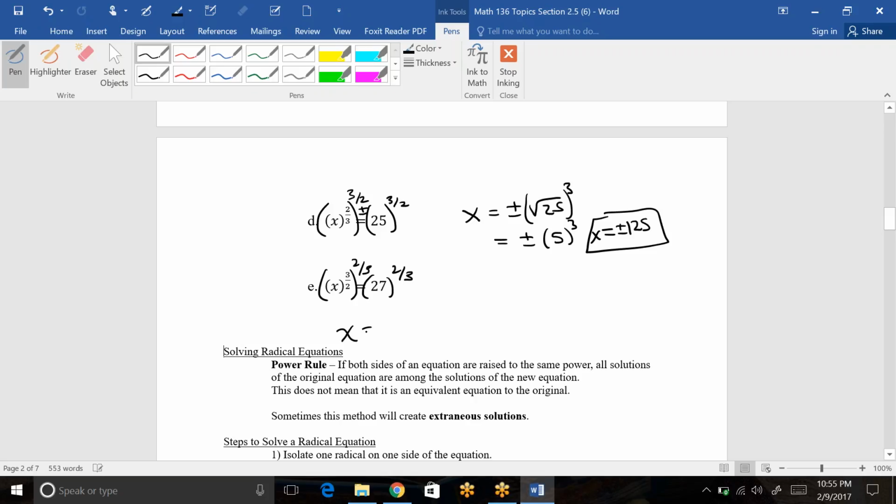So this would just be x equals the cubed root of 27 squared. And the cubed root of 27 is 3, and you square it and you get 9. So one single solution.